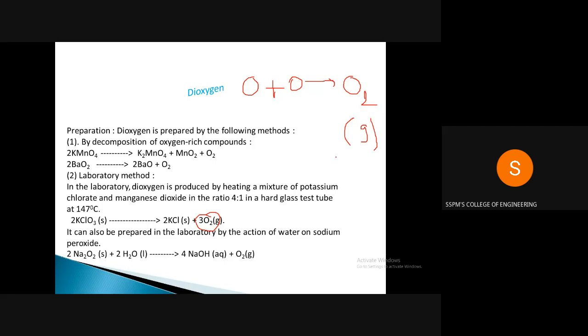It can also be prepared in the laboratory by the action of water on sodium peroxide. Sodium peroxide reacts with water to form NaOH and oxygen. So these two are the laboratory methods.